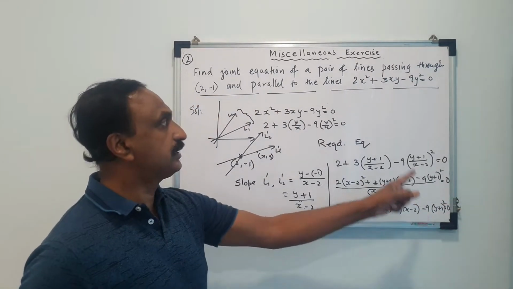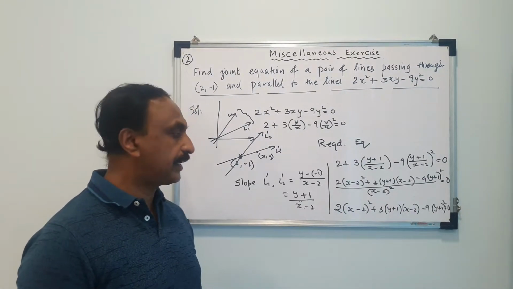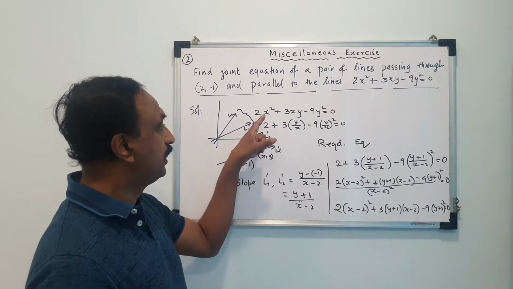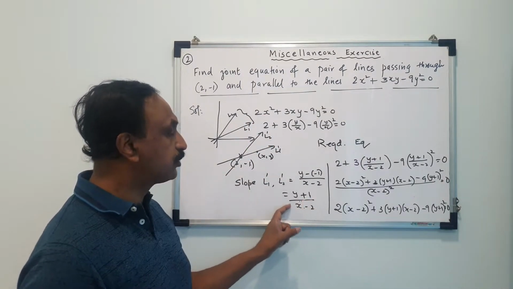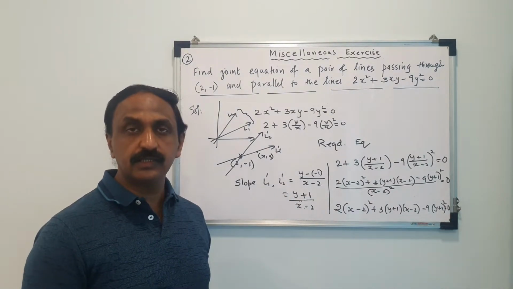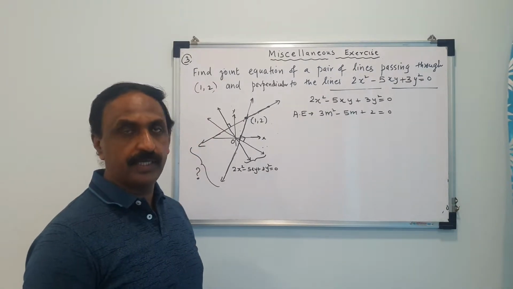So if you expand this, you will get the expanded format, or you may keep it like this itself and get the answer. But notice the shortest method of doing this problem is replace x by x minus 2, y by y plus 1. Directly you can get your answer without writing so many steps. The diagram looks a little complicated.